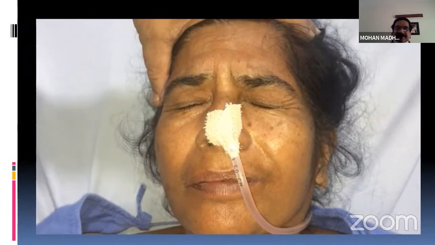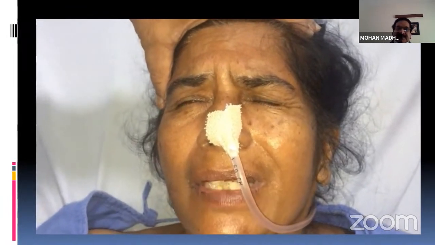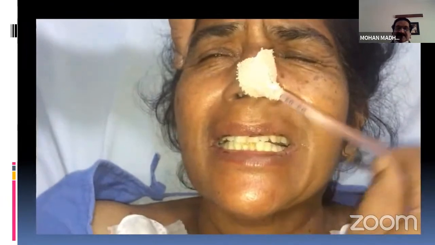Close the eyes bilaterally. There is bilateral orbicularis oculi weakness. The face deviation is to the left side, more on the left side.